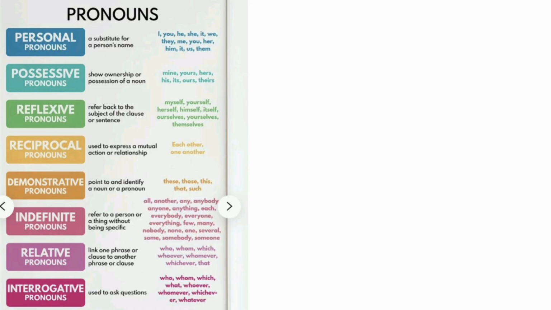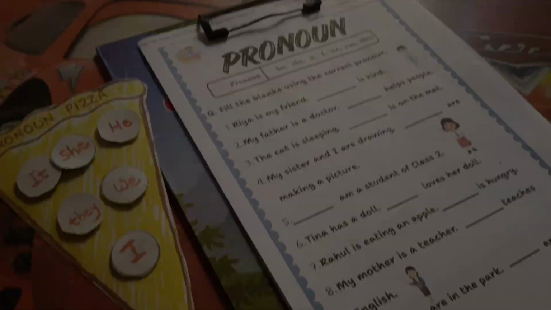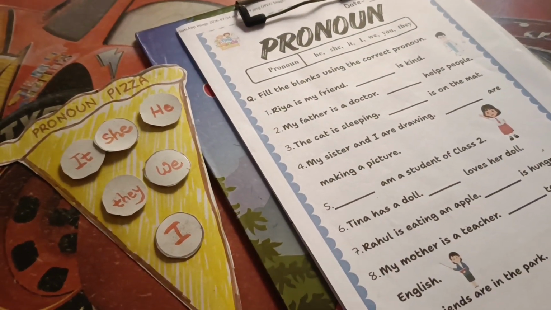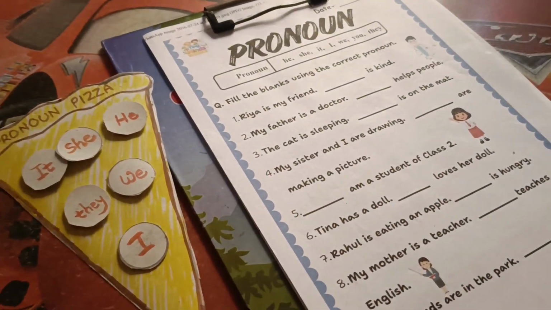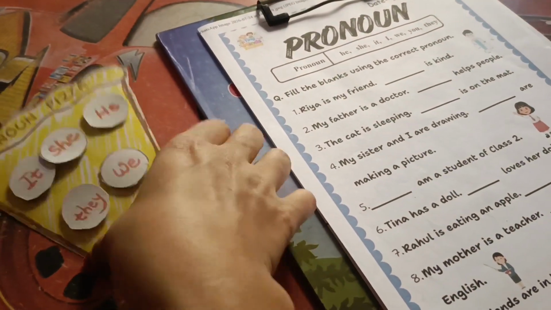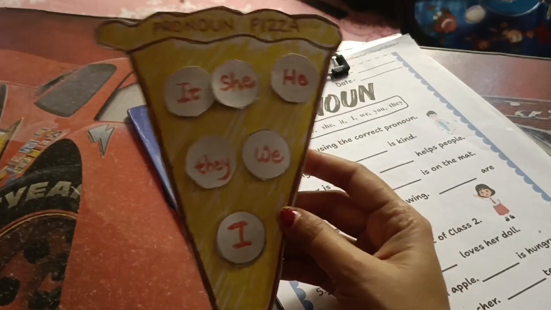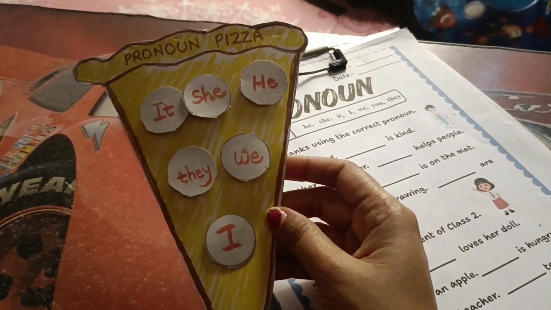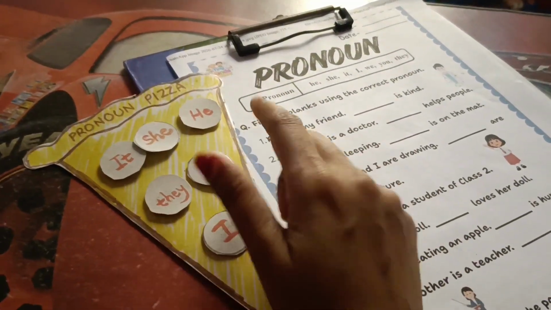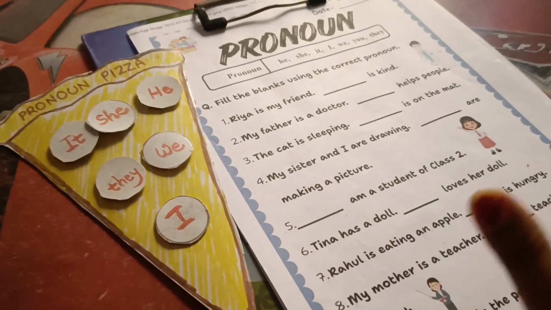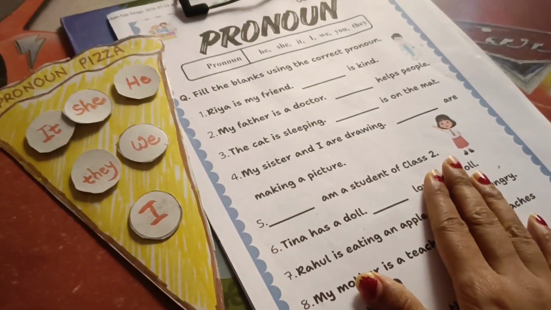Now we will focus on the activities, because activities are very important to practice. Once we are done with the activity, then we will focus on the worksheet. Once you have given the concept of pronoun to the kids, then you can make them practice pronouns by giving this Pronoun Pizza game. This is not Domino's Pizza, this is Pronoun Pizza. I have made this just a simple paper cutout with a little bit of color. So all the commonly used pronouns are written here along with this worksheet.